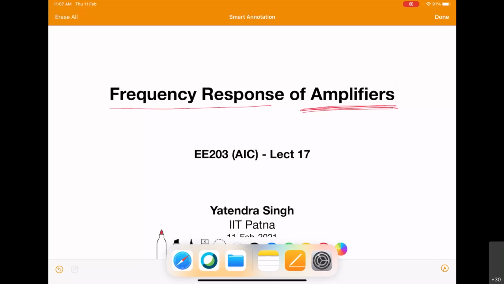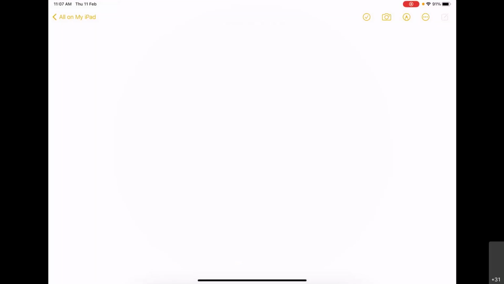So let us see more precisely what we mean by frequency response of an amplifier, then what is the reason that this frequency behavior arises, and then finally how do we make a plot of frequency response in a quick and approximate way. So these are the three things that we will study.